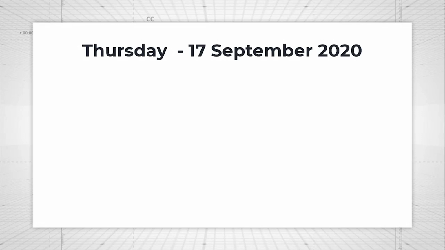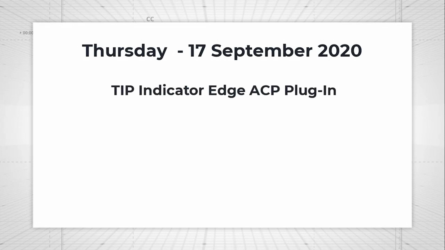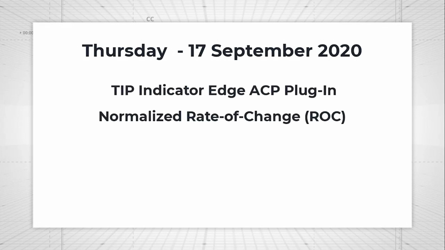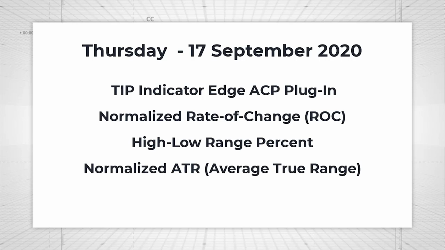Today we're going to go further into the TIP Trend Investor Pro Indicator Edge plugin for StockCharts ACP. We're going to look at the normalized rate of change, which you can use to identify outsized moves up or down. And then we're going to look at two volatility indicators so we can decide when volatility is rising and potentially bearish and when volatility is falling and potentially bullish.